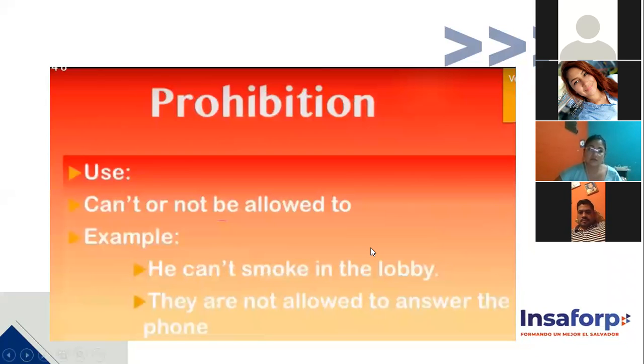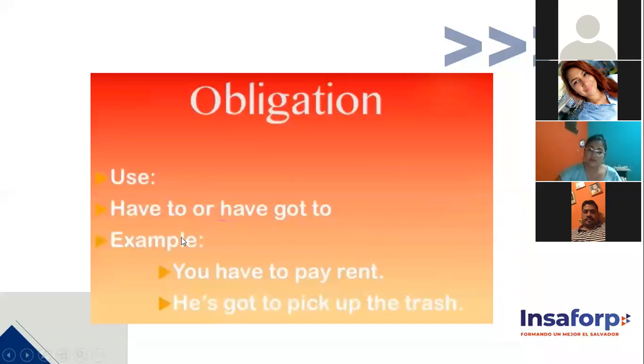What about the second one? Ibis, can you help me, please? Can you read this slide? You can or not be allowed to. Example, he can smoke in the lobby. They are not allowed to answer the phone. Thank you so much. Very good. So this is another way to give an example. You can't smoke in the lobby. It's prohibited. That's not permitted, okay? And the last one we have here, obligation. We have to or have got to. This is the full form, have got to. And I need Nubia, please read the two examples you have.